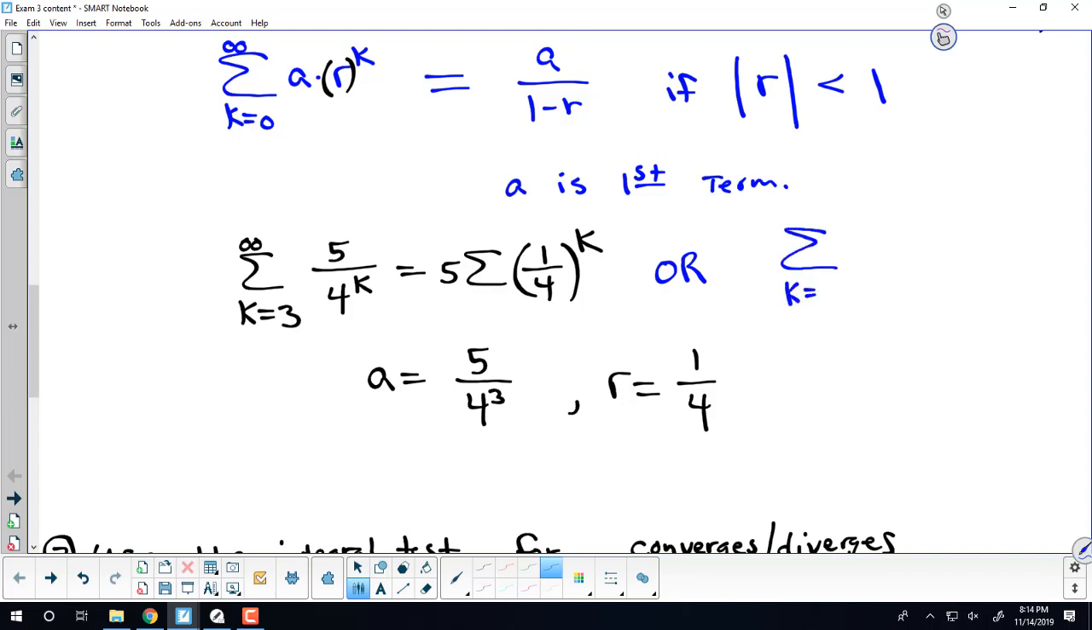MyMathLab is going to tell you, make a substitution, let W equal K minus 3. But it's not even really that complicated. If I want this to start at 0, I've had to subtract 3 from my index. So what I have to do up here is add 3 wherever you see K. That's it.